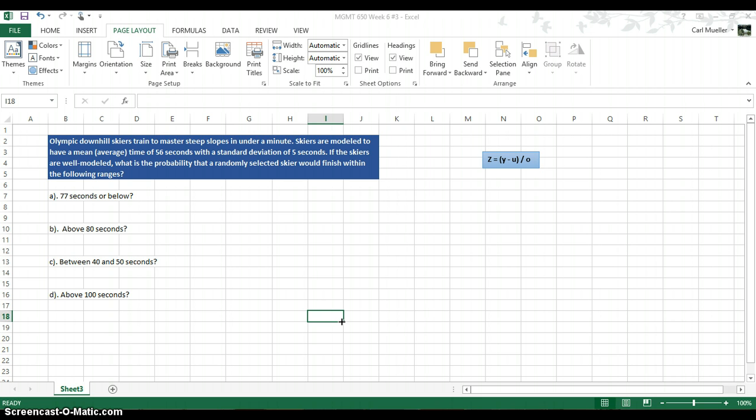That is just a traditional normal distribution. No skews, nothing to the left or the right, as your text describes. What is the probability that a randomly selected skier from any country would finish within the following ranges?